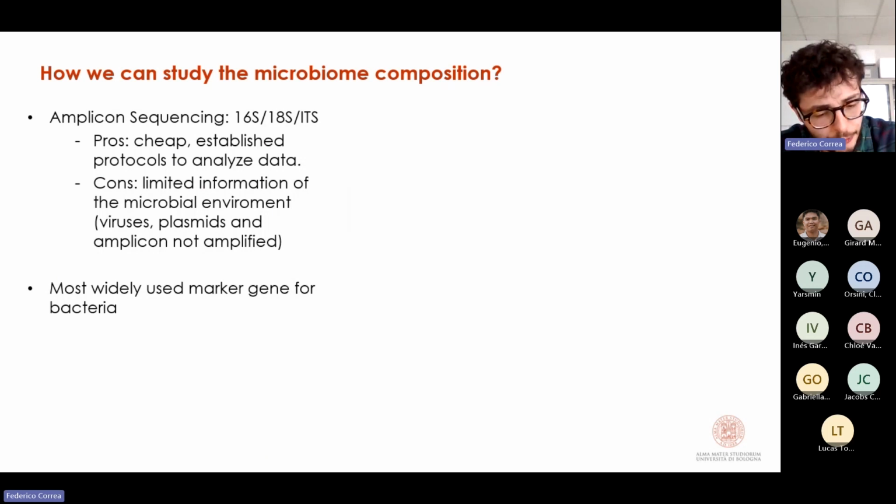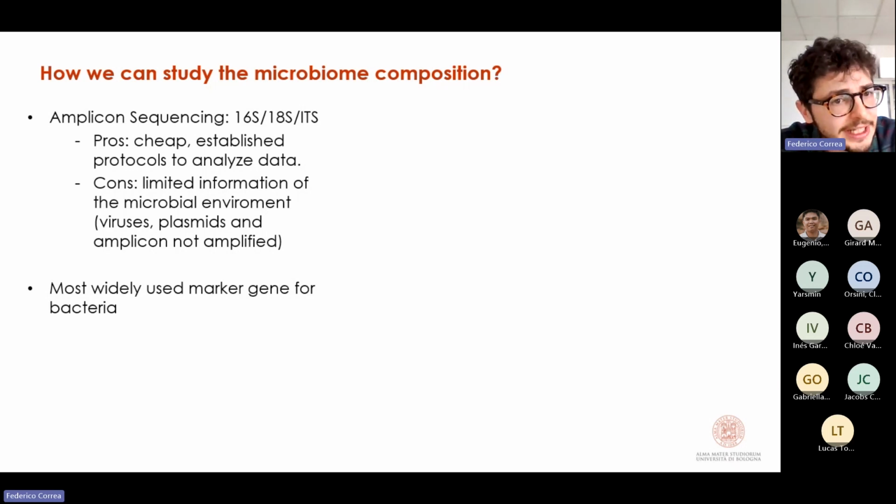Another big question is how can we study the microbiome composition? Mostly the technology most used right now is 16S, or 18S in the case of fungi. 16S is defined as amplicon sequencing, so we are just sequencing a small segment of the bacterial genome. The pro of this technology is that it's very cheap right now. The protocols that we have right now for analyzing this type of data are well established, more or less.